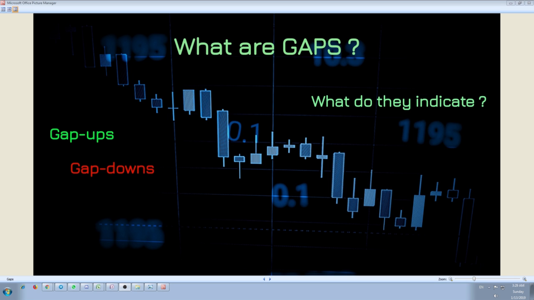Okay, so we say it's a gap up if a stock opens higher than its previous day's close, and we say it's a gap down if the stock opens lower than its previous day's close. As simple as that, right? Now let's go ahead and discuss the various gap types that are known in the stock market and what they exactly indicate when they are formed.